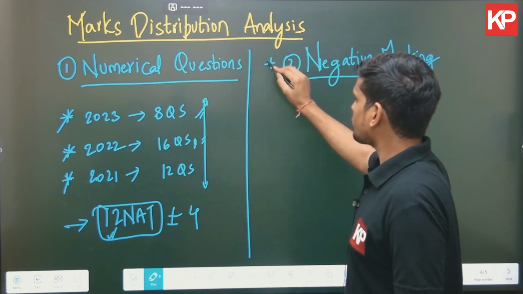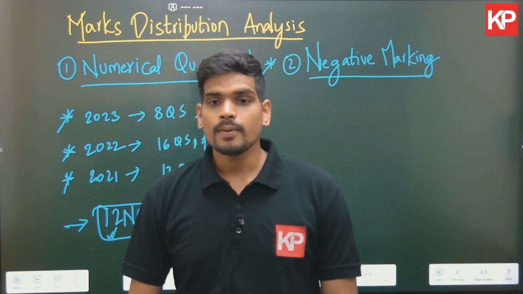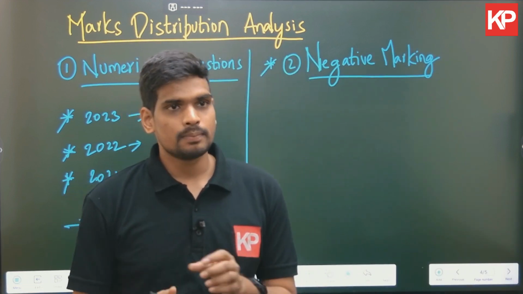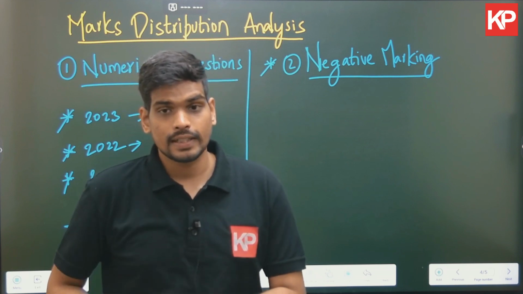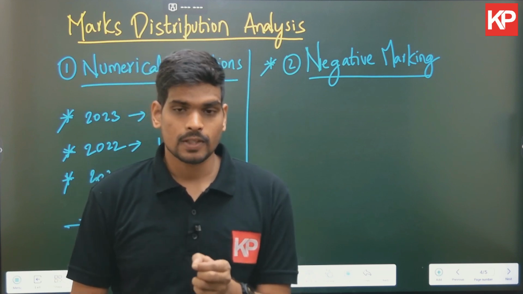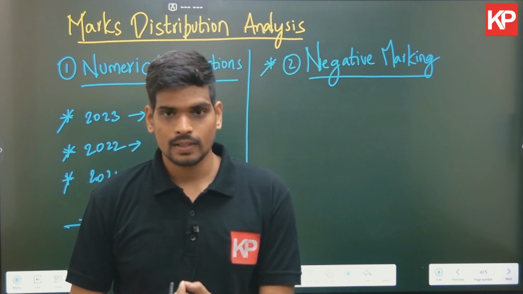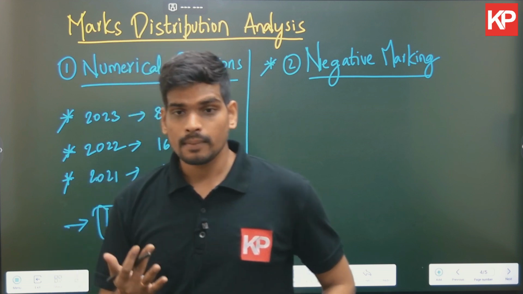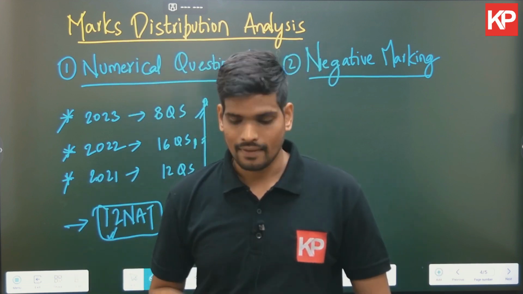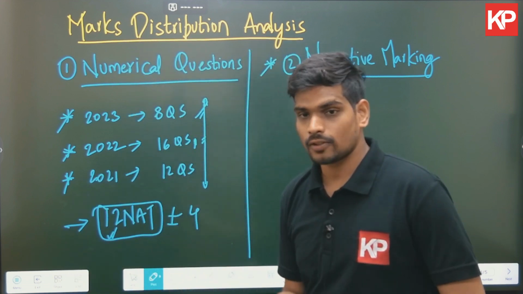Number 2, with respect to negative marking, also there has been a shift. If you compare GATE 2022 and 2023, the number of multiple choice questions overall, the number of questions with negative marking, has increased by approximately 5%. So let me tell you about how many questions will be having negative marking. Let us try to get a stat on that as well.